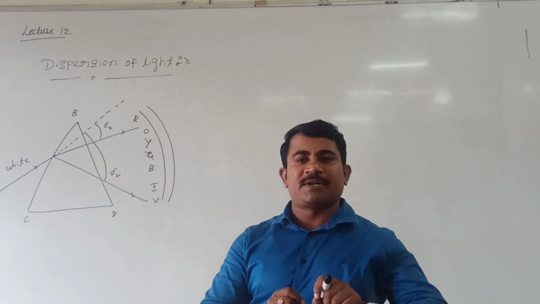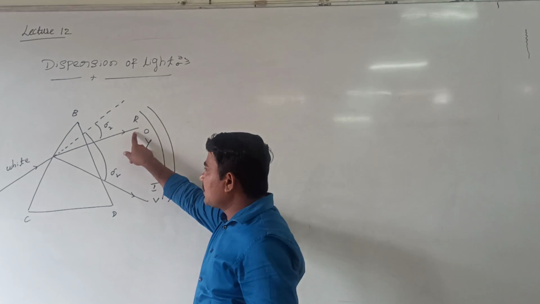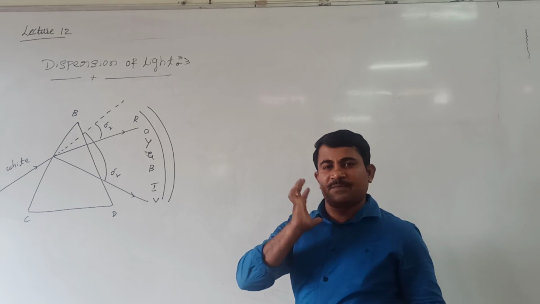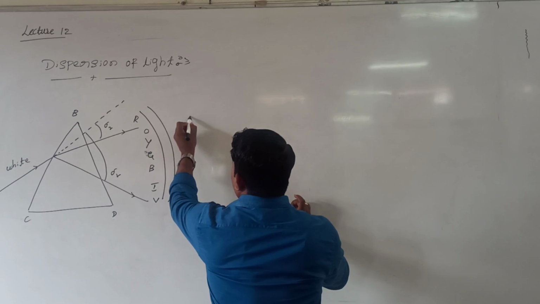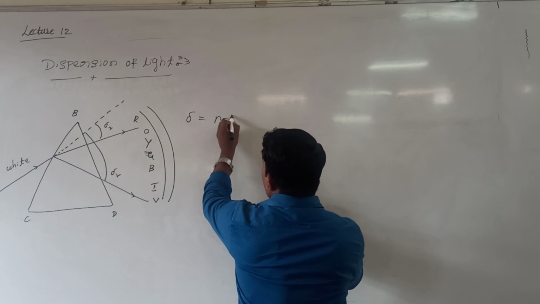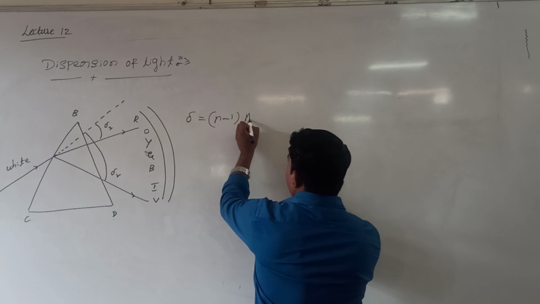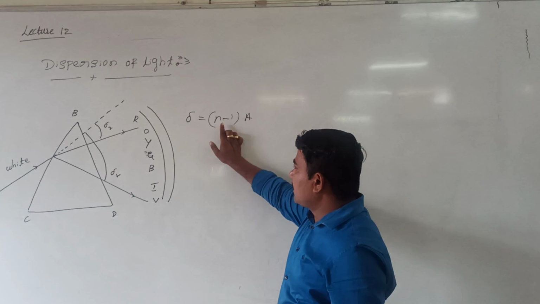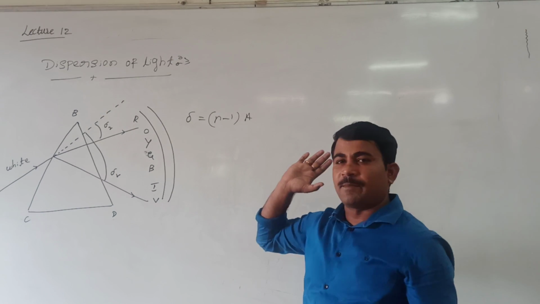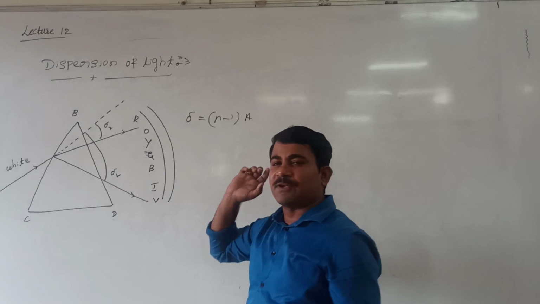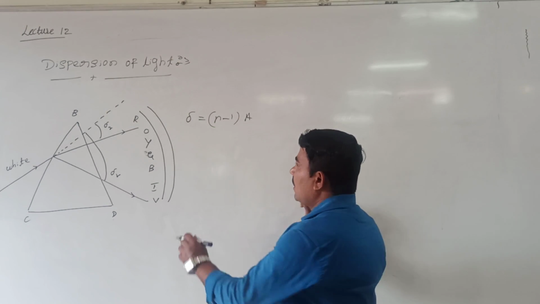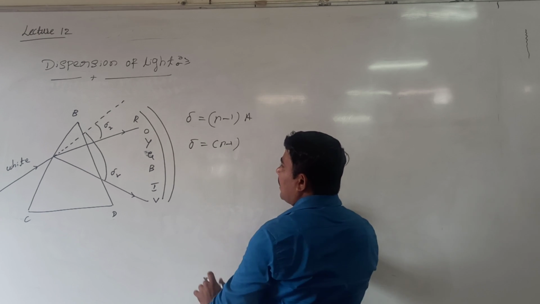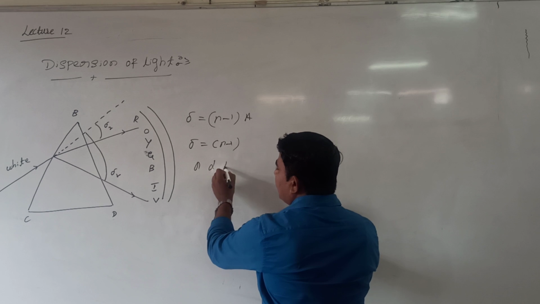Then how does deviation depend? Red light gets least deviated, violet light is most deviated. We know the deviation produced by a thin prism is delta equal to (n minus 1) times A. This was already obtained in the last class. Here n is the refractive index and A is the angle of prism. This deviation mainly depends on the refractive index, since n minus 1 and A are constants, and again the refractive index is inversely proportional to wavelength.